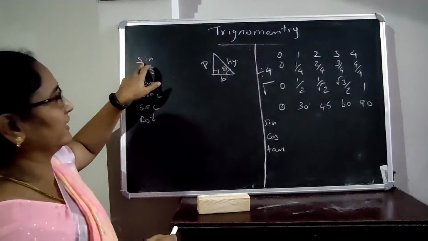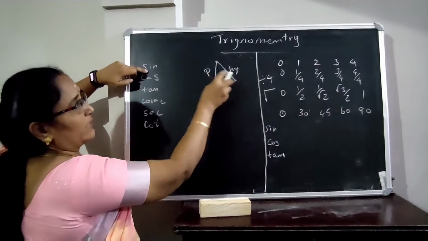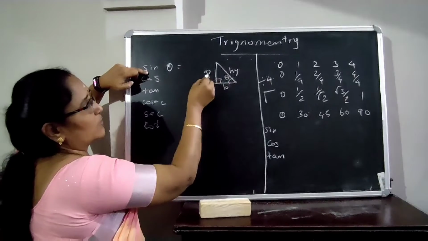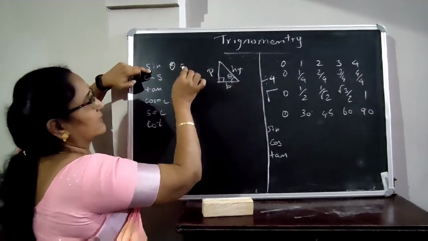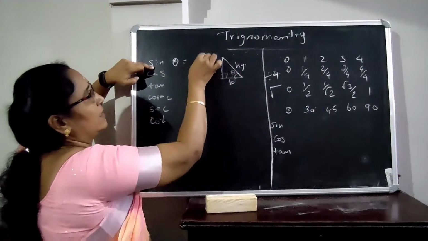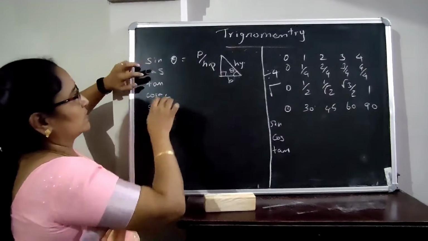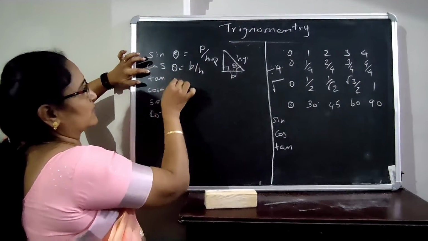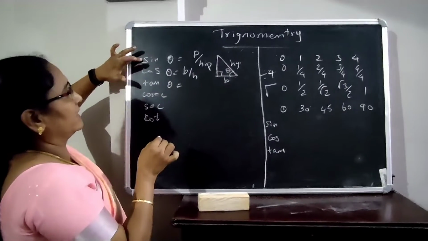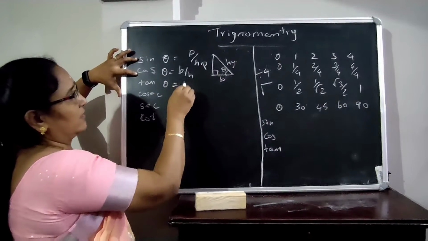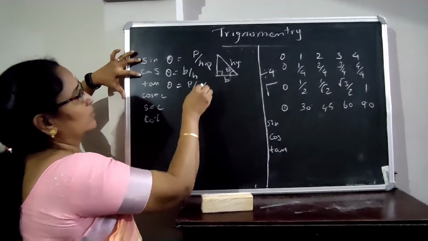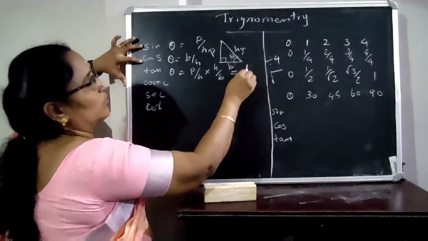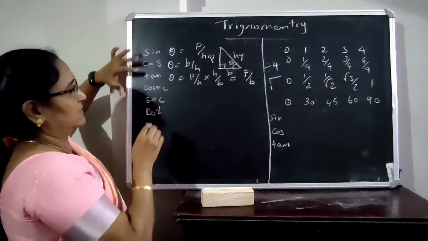So sine theta is the perpendicular divided by the hypotenuse. For sine theta, the opposite side is the perpendicular. Sine theta is perpendicular by hypotenuse. Cos theta is base by hypotenuse. Tan theta is sin theta divided by cos theta. So perpendicular by hypotenuse into hypotenuse by base equals perpendicular by base.